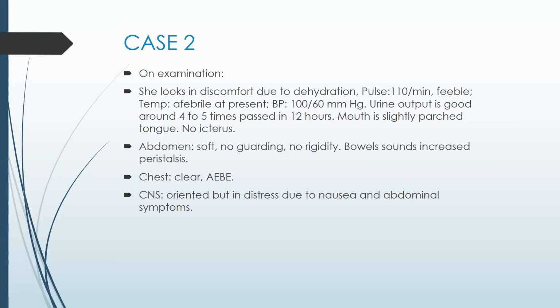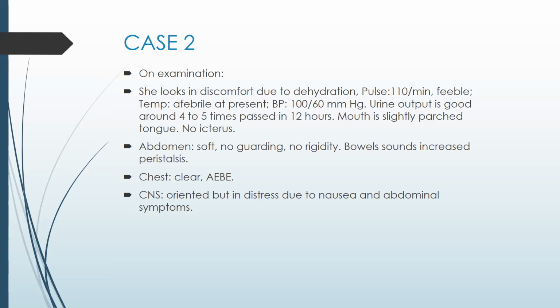Abdomen is soft. There is no guarding or rigidity. Bowel sounds are increased. Increased peristalsis is heard on auscultation. Chest is clear and CNS is oriented but in distress due to nausea and abdominal symptoms, mainly the pain.